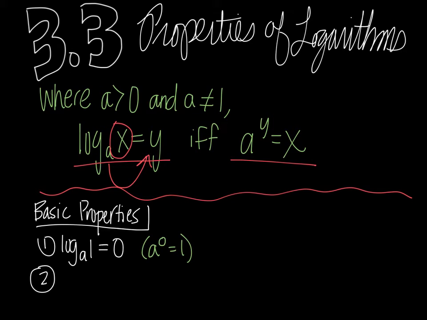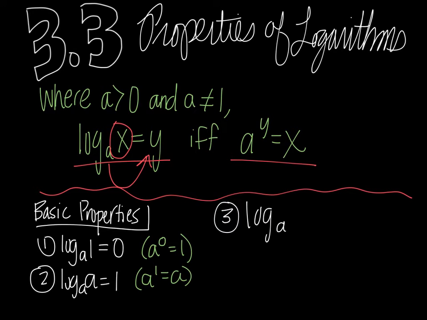Also, you're going to have log base a of a, and that's going to equal 1. Again, if you rewrite it in exponential form, this makes sense. a to the 1 equals a. That's just true. That's why it's a basic property. All right, third basic property.